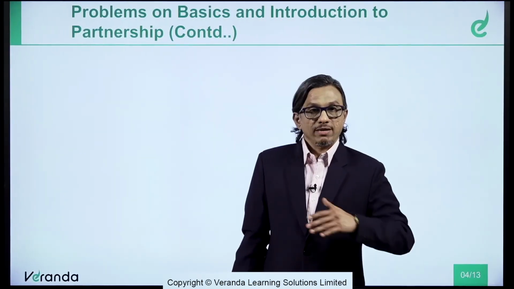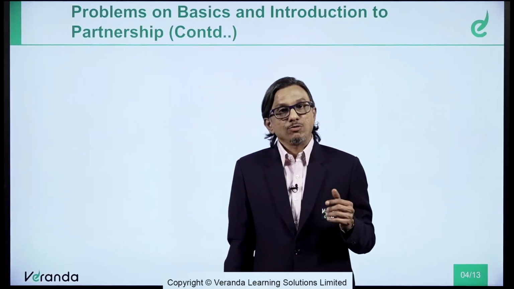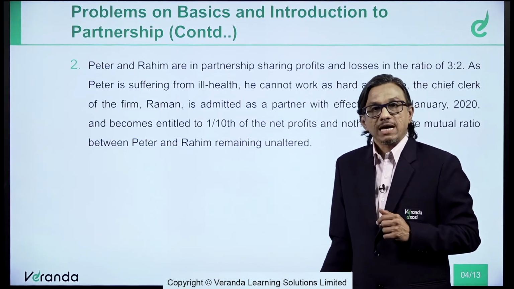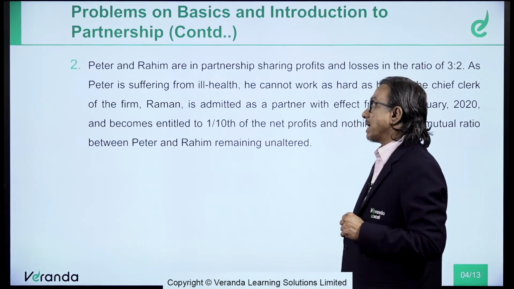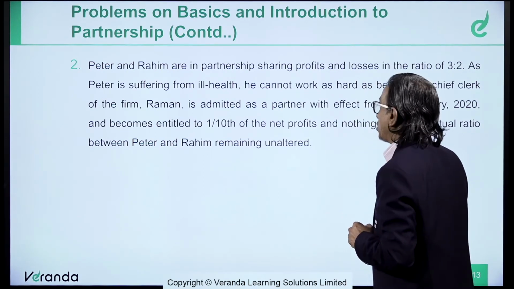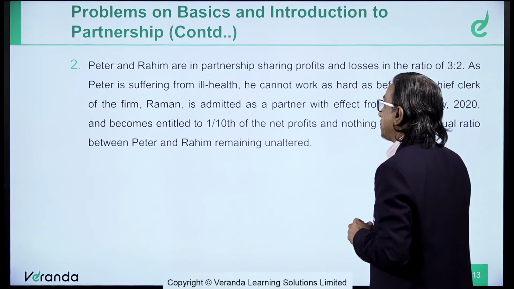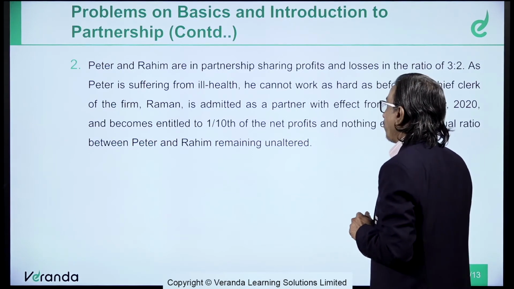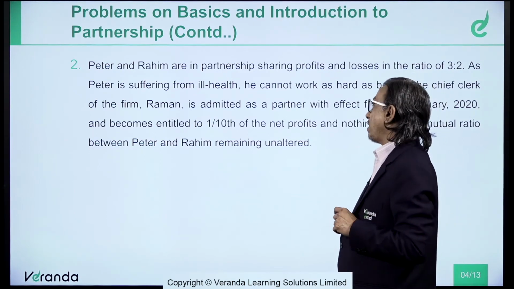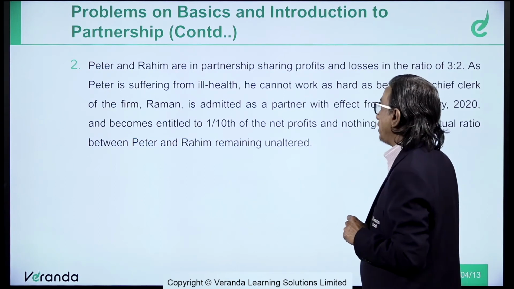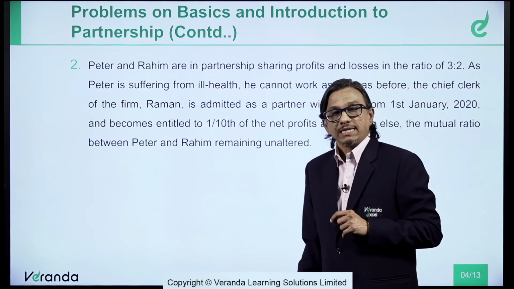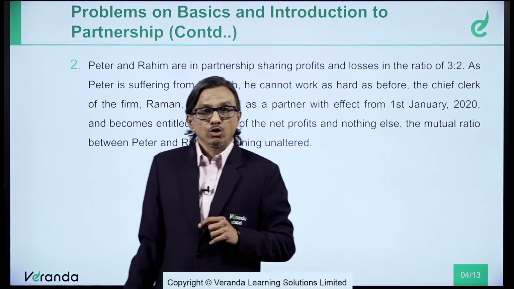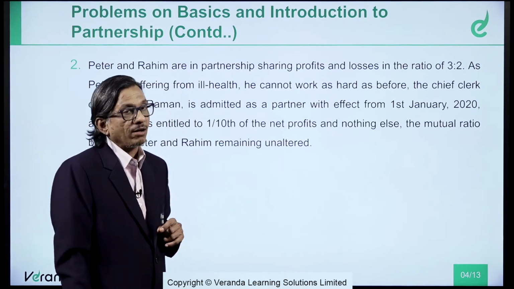Now we are going to try another problem on basics and introduction to partnership accounts. This is problem number 2. Peter and Rahim are in partnership, sharing profits and losses in the ratio of 3:2. As Peter is suffering from ill health, he cannot work as hard as before. The chief clerk of the firm, Raman, is admitted as a partner with effect from 1st January 2020 and becomes entitled to 1/10 of the net profits and nothing else, the mutual ratio between Peter and Rahim remaining unaltered.